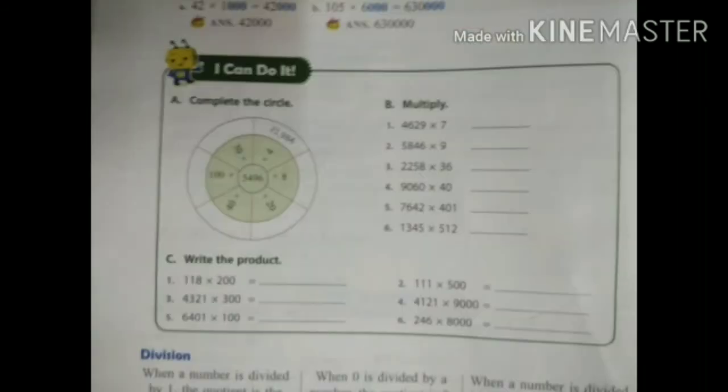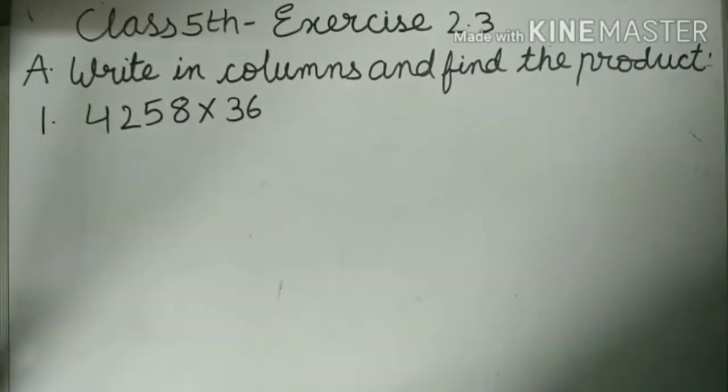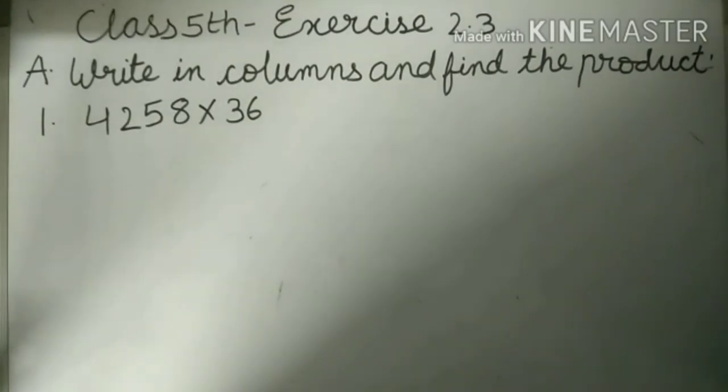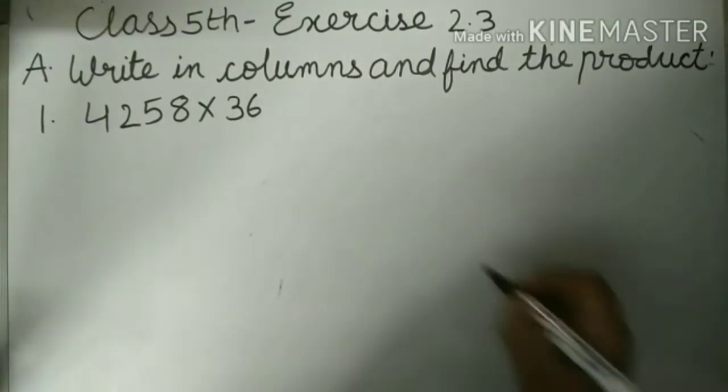Now there is a worksheet in your book on page number 28. Do it yourself in your book only. Now, exercise 2.3, question number A, write in column and find the product. Means first we have to write in the column and then multiply the numbers. First part is 4,258 multiply by 36.